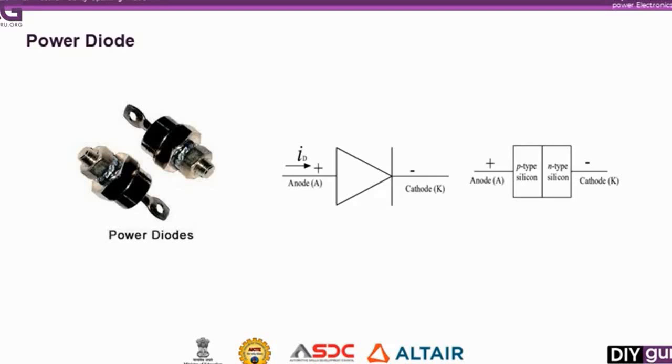Applications of the power diode include rectifiers, clipper circuits and many more. Some of them are listed in this slide.